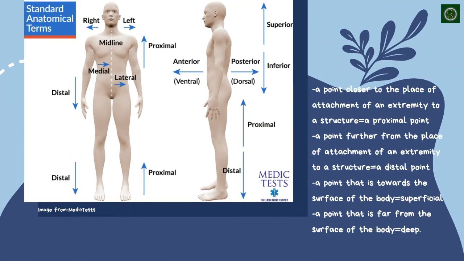When we talk about a point closer to the place of attachment of an extremity to a structure, we say that this is a proximal point. When this point is further from the place of attachment of an extremity to a structure, we say that this is a distal point. For example, we know that in the structure of the nephron, there is a proximal convoluted tubule and a distal convoluted tubule. Basically, the proximal convoluted tubule is closer to the glomerulus, and the distal convoluted tubule is further away from the glomerulus, the glomerulus being the structure that I was referring to earlier.